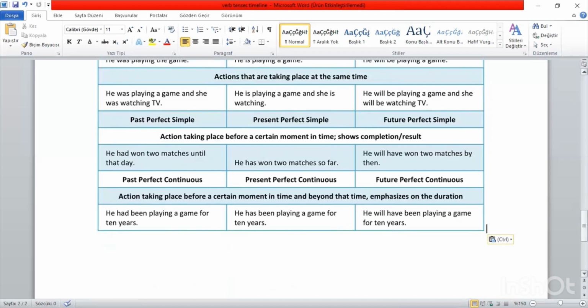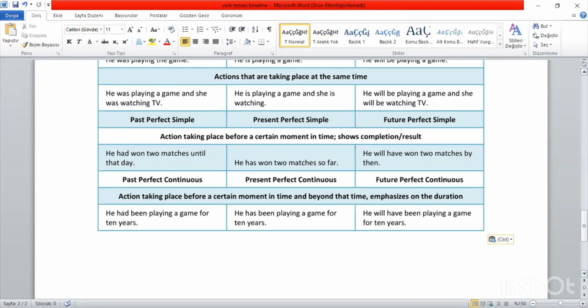Perfect tenses actually mean connected time periods, showing a result or talking about the effects. Not the time, but the effects. So we have past perfect simple, present perfect simple. You don't have to say simple, you can say past perfect tense, present perfect tense, and future perfect tense.